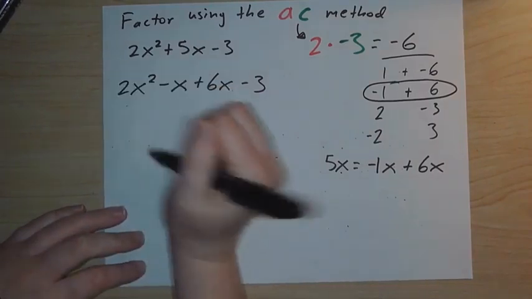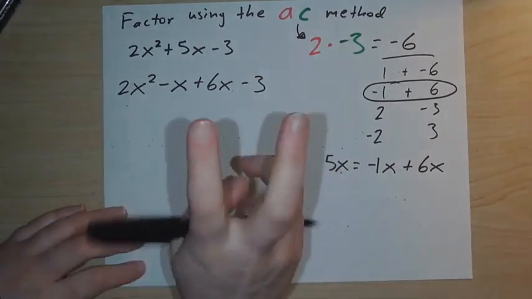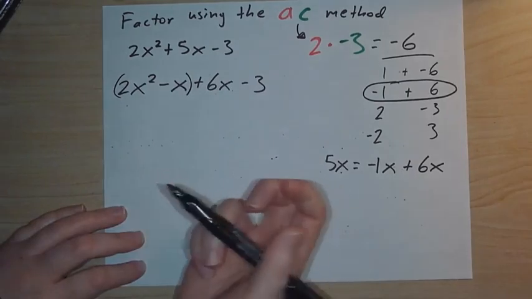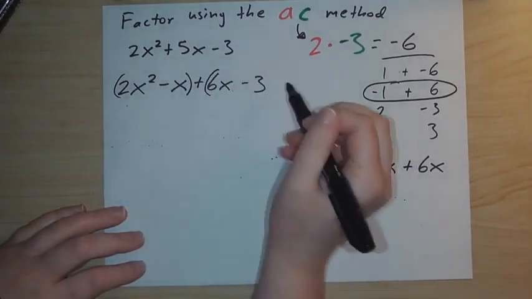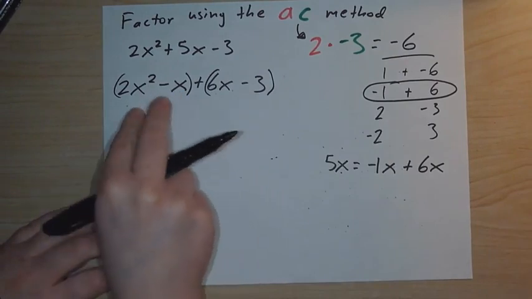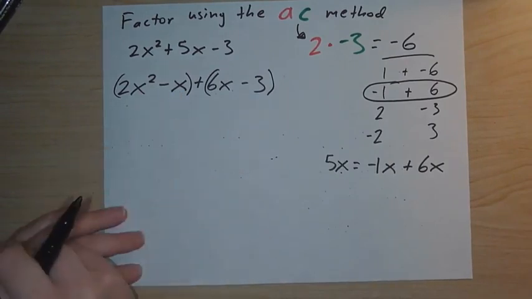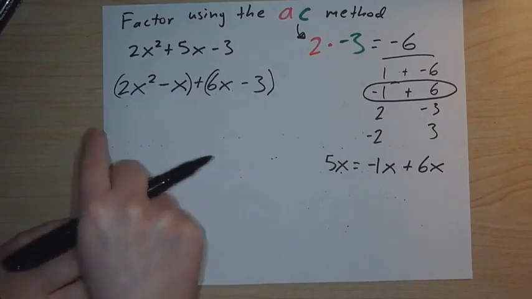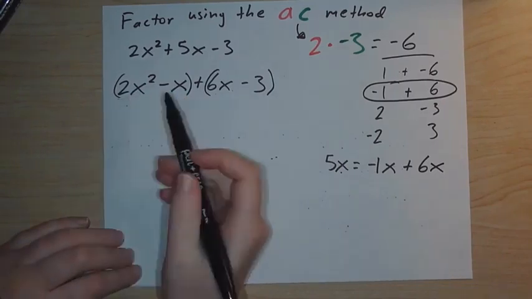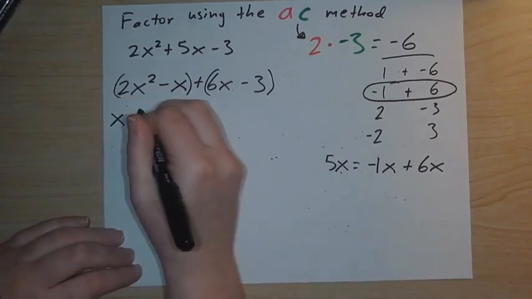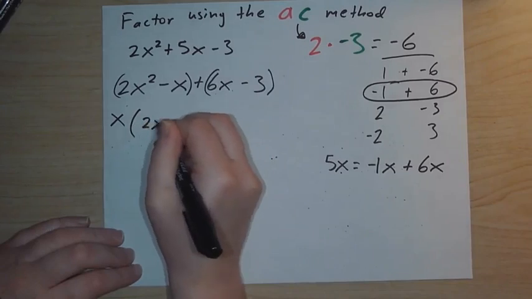So we're going to create two kinds of groups. I'm going to take the first two and create an arbitrary group, and the second two and create kind of an arbitrary group. And I'm going to just look at what's in our groups and factor out what I can. So in the first group we have 2x squared minus x. We can factor out an x. That's about all we can factor out. We're left with 2x minus 1.